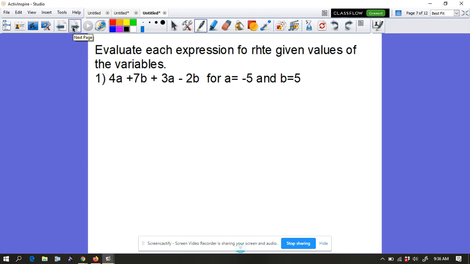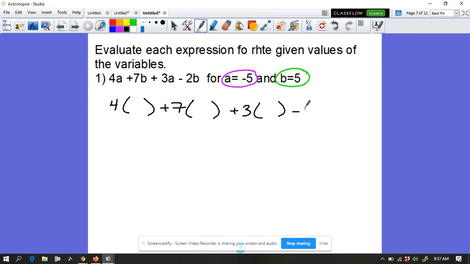Try this problem on your own. All right, we'll go over it. You are going to plug in A, negative 5, and B being positive 5. So when we go to plug this in, we're going to have 4 plus 7 plus 3 minus 2. All right. So we're going to have a negative 5, a negative 5, and positive 5.